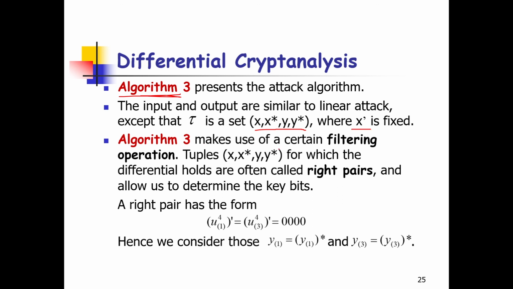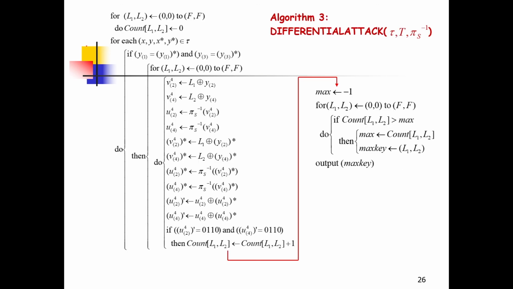Algorithm 3 makes use of a certain filtering operation. Tuples x and x star, y and y star, for which the differential holds are often called right pairs and allow us to determine the key bits. Here a right pair has been formed. Y1 dash equals y3 dash equals 0000. This is an algorithm for the differential attack. In this algorithm, it is similar to what we have discussed a few minutes earlier.